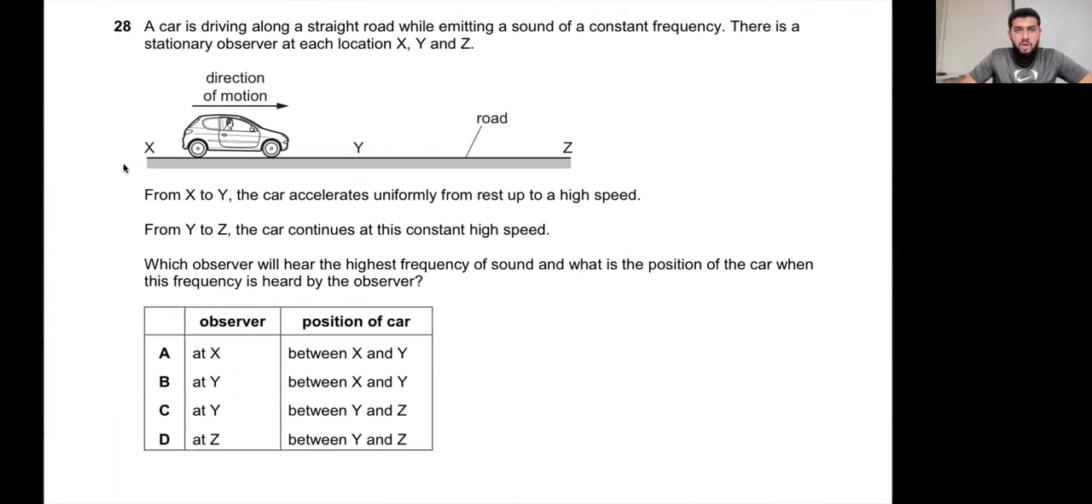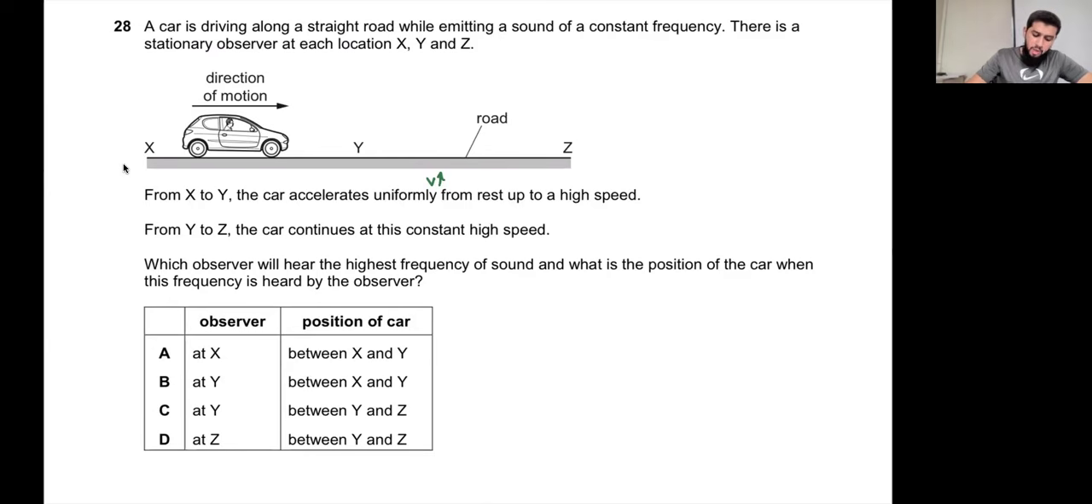A car is driving along a straight road while emitting a sound of a constant frequency. There is a stationary observer at each location X, Y, and Z. From X to Y, the car accelerates uniformly from rest up to a high speed. So, speed increases, observed frequency increases if moving towards. Okay? From Y to Z, the car continues at this constant high speed.